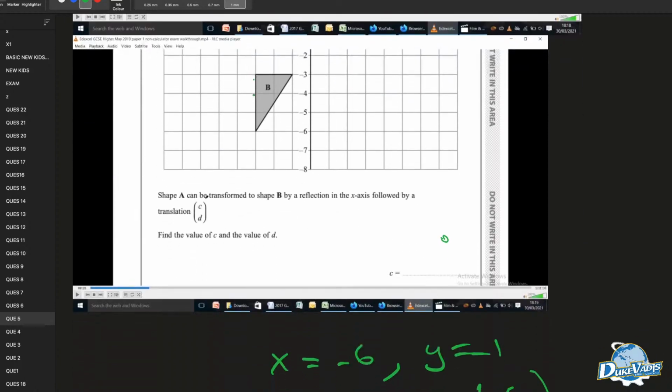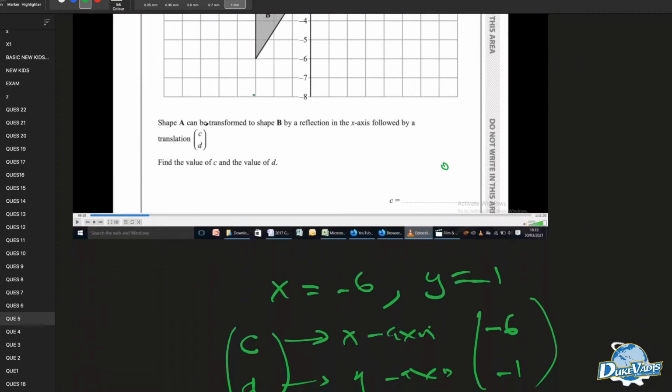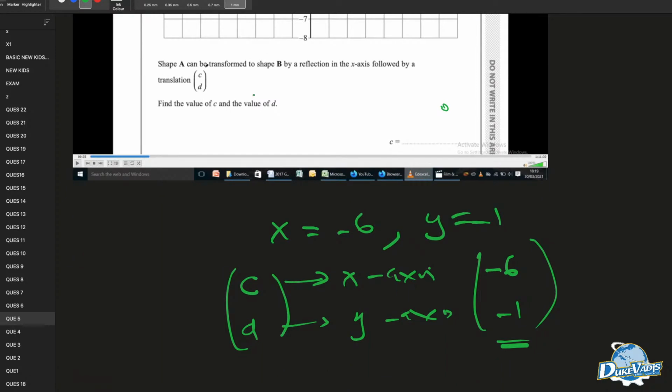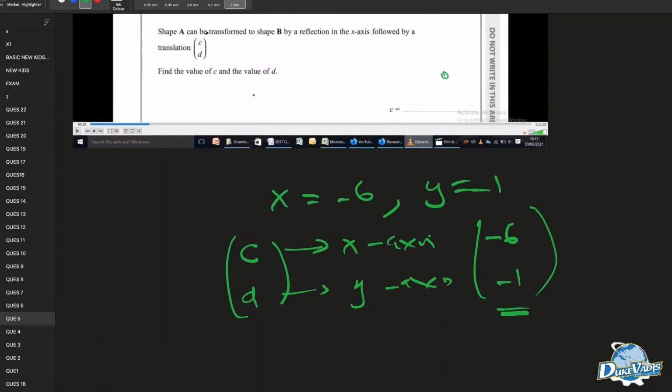This is as simple as that, and this will fetch you roughly about 2 marks. Very, very easy. Okay, beautiful. So we're able to squash question 5. Let's look at question 6.